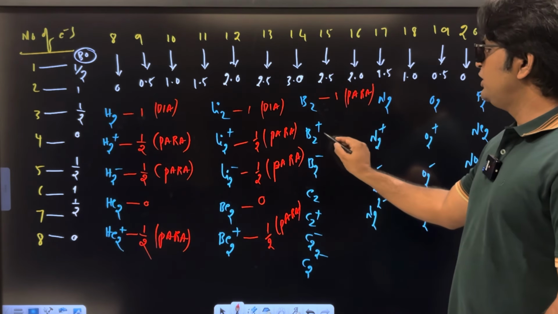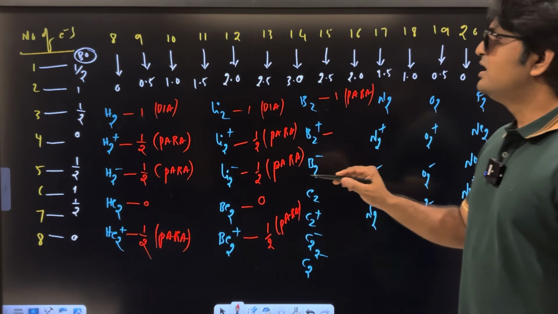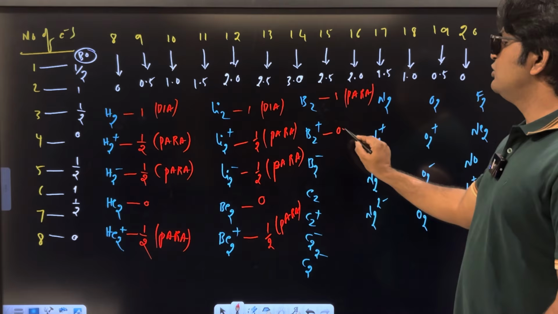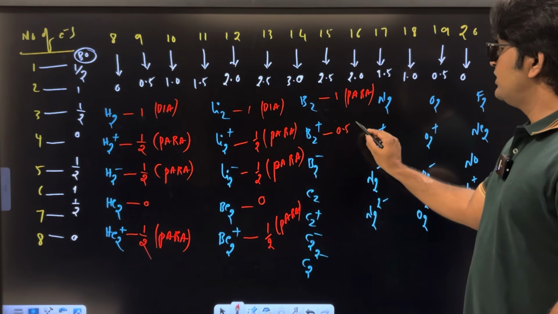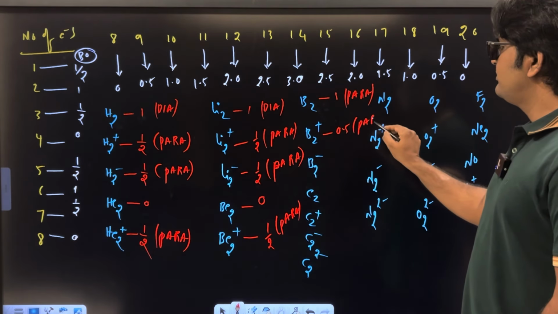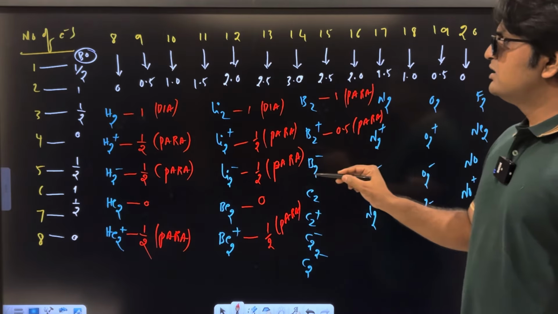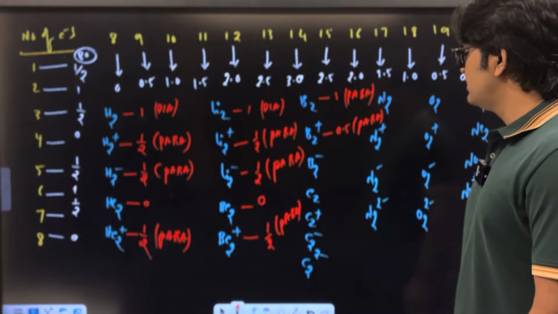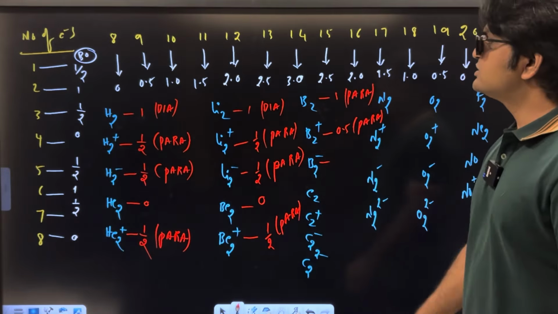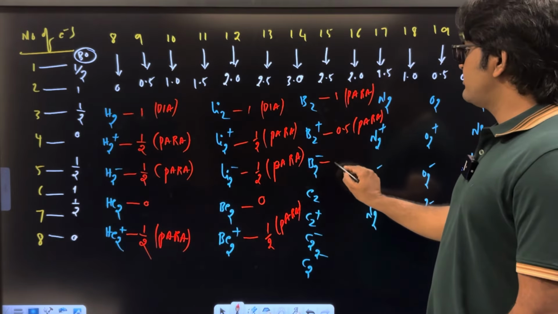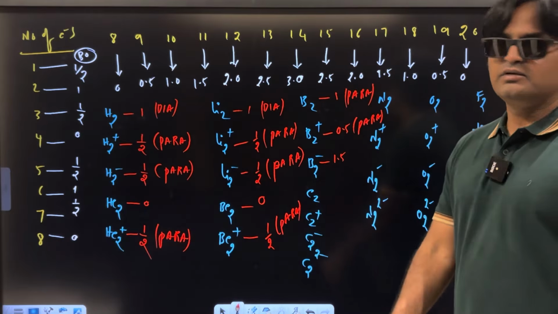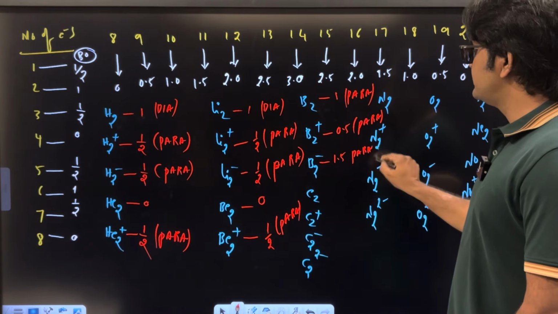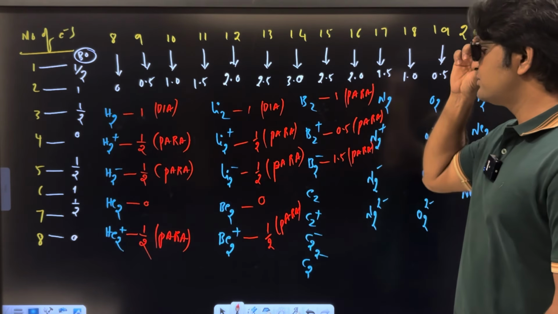Next one, B2 plus. How many electrons? 9 electrons. 0.5 is the bond order. Okay. 0.5 or half. And what is the magnetic behavior? Again, paramagnetic species. Why? Because B2 plus is a 9 electron species, an odd electron species. Okay. B2 minus. How many electrons present? 11 electrons. What is the bond order value? 1.5. Paramagnetic or diamagnetic? Again, this one is a paramagnetic species because of odd electron species.